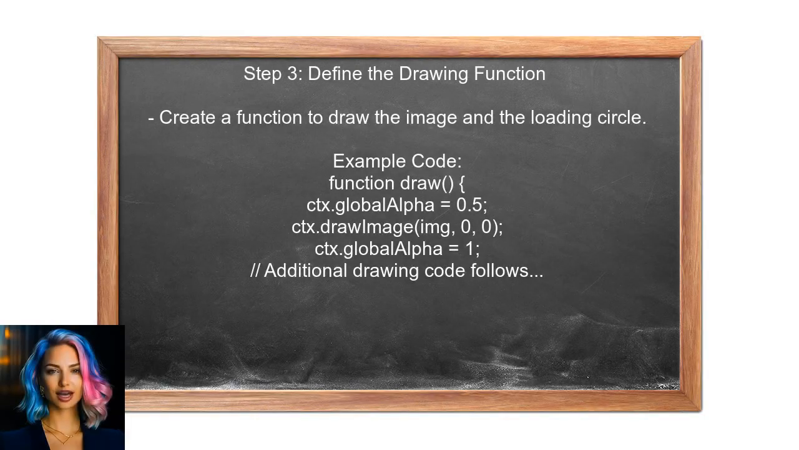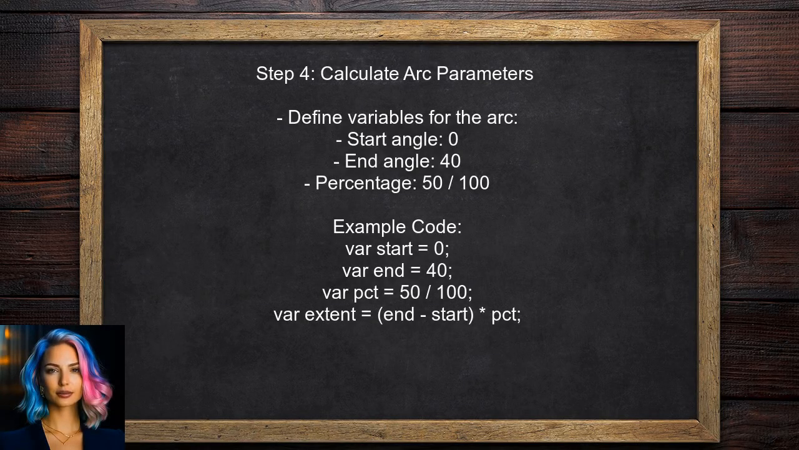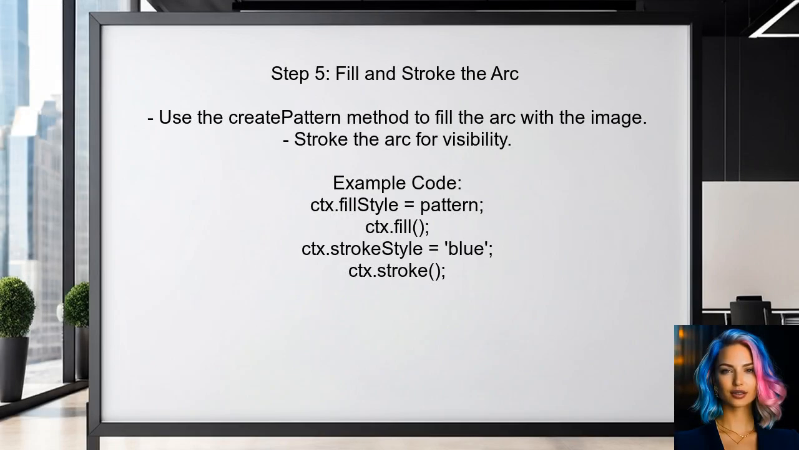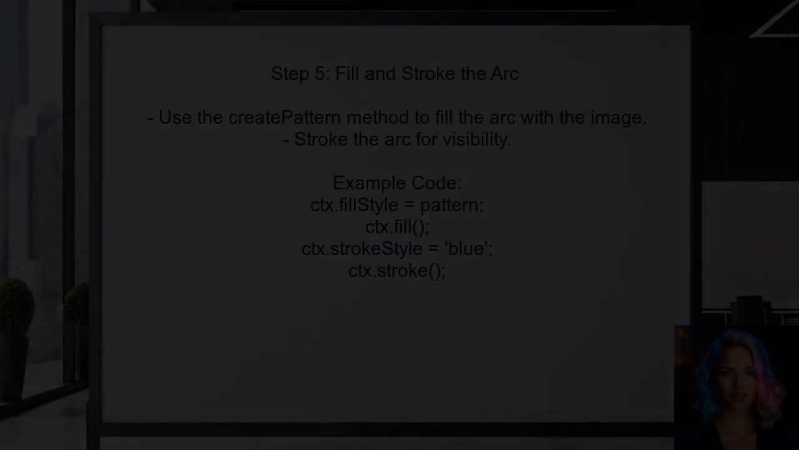Now the user should define the drawing function. This function will handle the drawing of the image and the loading circle. It is important to set the global alpha for transparency when drawing the image. In the drawing function, the user should calculate the parameters for the arc that represents the loading circle. This includes the start and end angles based on the percentage of loading. Finally, the user should fill the arc with the image pattern and stroke it to visualize the loading circle. The stroke can be removed later if not needed.